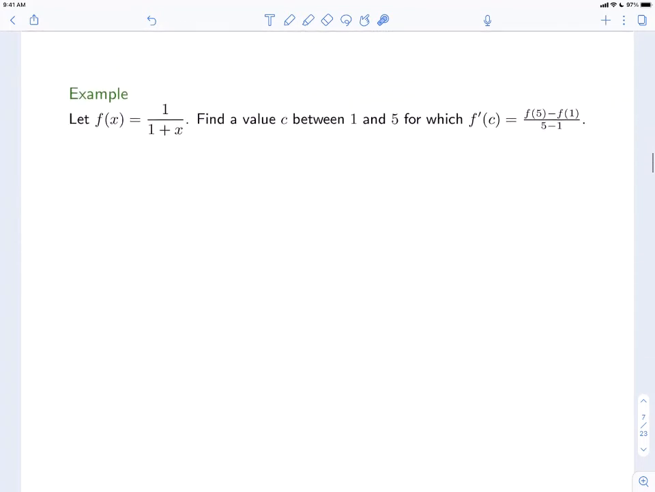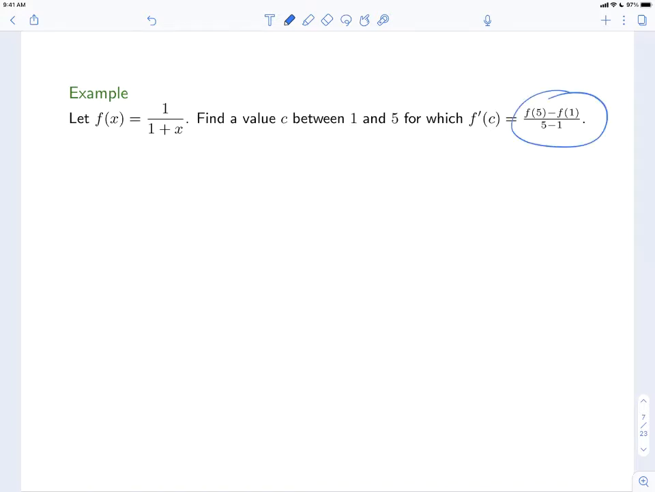Let's look at an example. Let f of x equal 1 over 1 plus x. Find a value c between 1 and 5 for which f prime of c equals f of 5 minus f of 1 over 5 minus 1. So what this problem is asking us to do is find some number c which satisfies the conclusion of the mean value theorem. Now before we can do that, we need to actually compute what this quotient is.